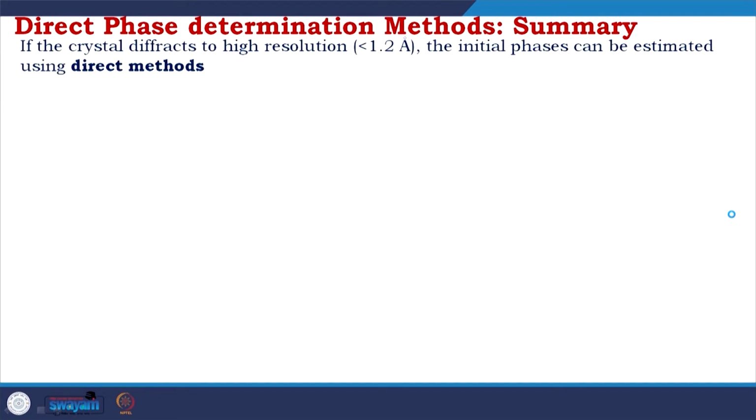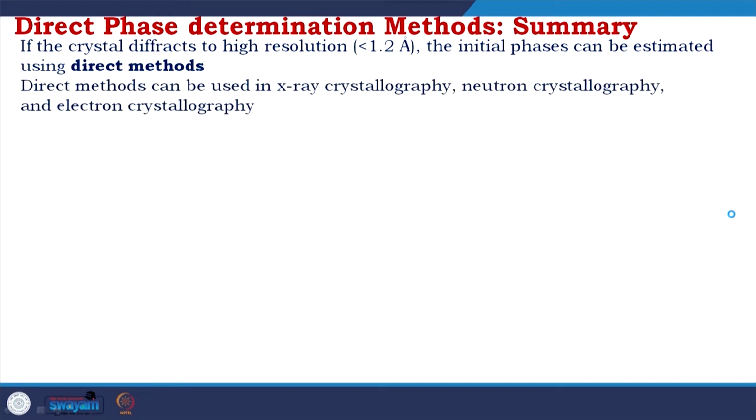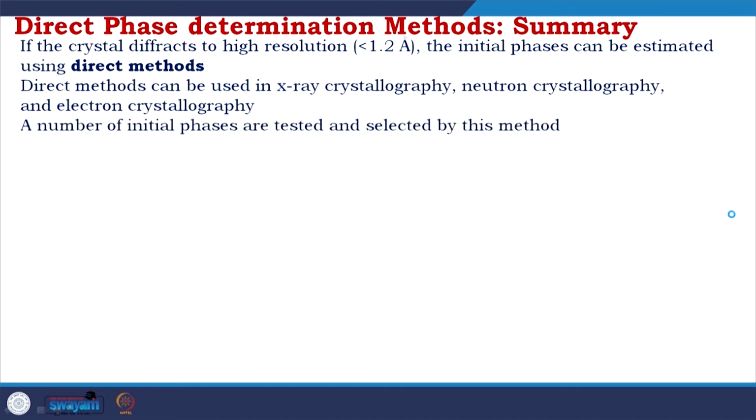Let us get a summary of this. So, there are 3 methods. One is called the direct method, one is called the Patterson function based method, and another is called the brute force method. If the crystal diffracts to high resolution, less than 1.2 angstrom, the initial phases can be estimated using direct methods. Direct methods can be used in X-ray crystallography, neutron crystallography and electron crystallography.